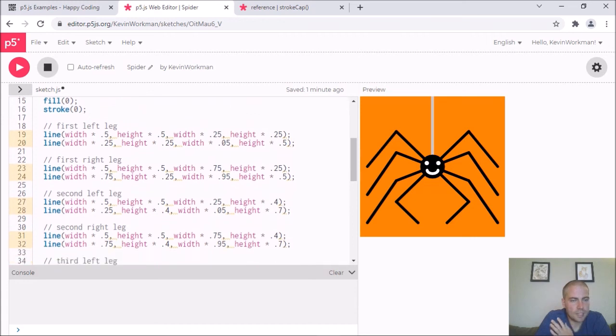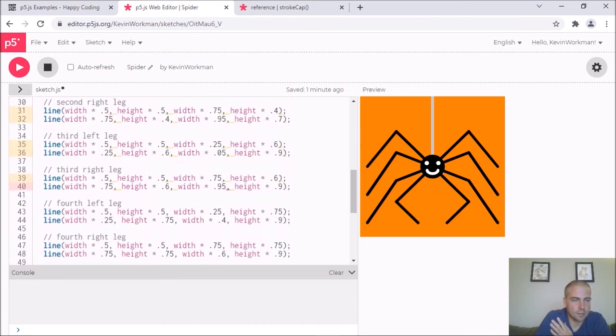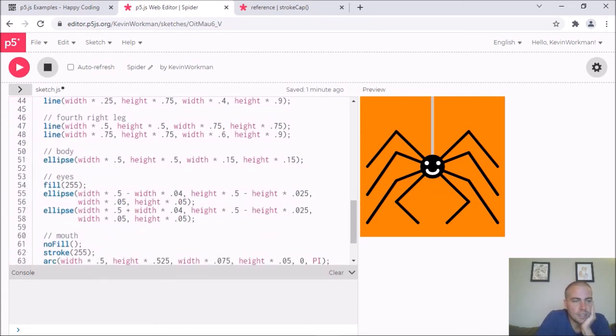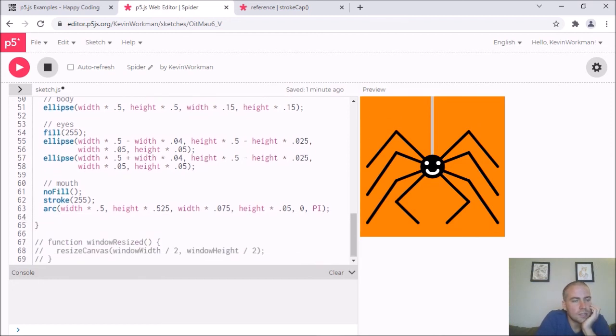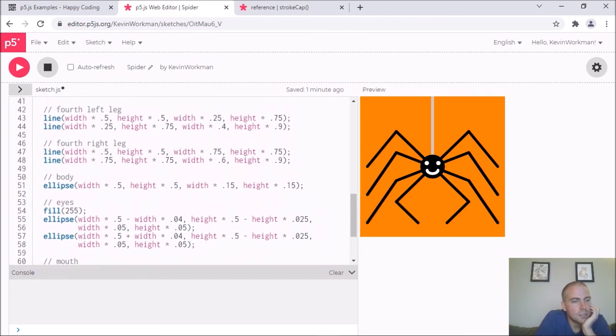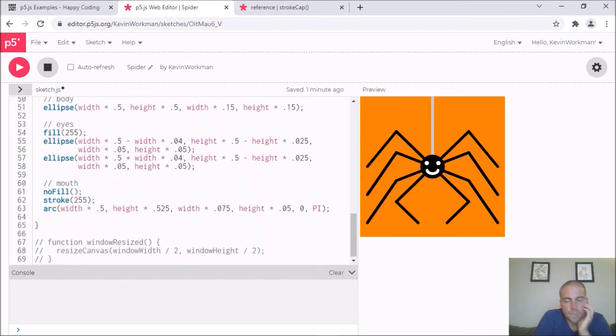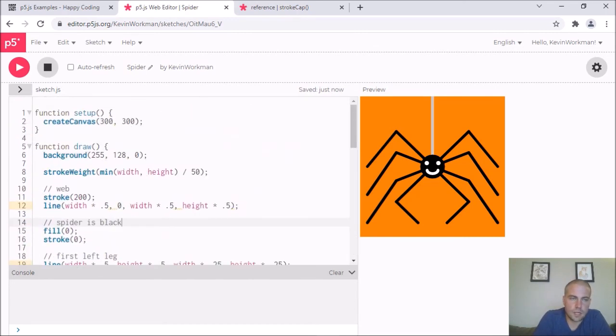And then I draw my legs, and I think these comments make it a little bit more readable. Draw the body, draw the eyes, draw the mouth. Yeah, okay. I think that makes sense. Cool. All right, I'm pretty happy with that. I think this is pretty close to what I wanted to do.